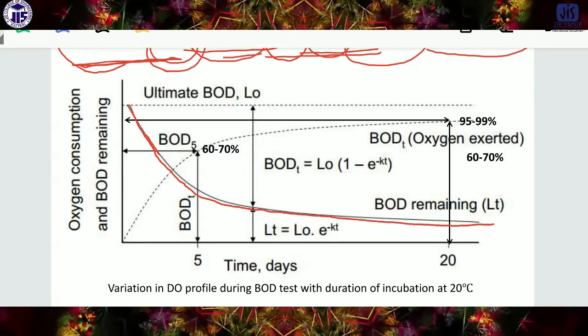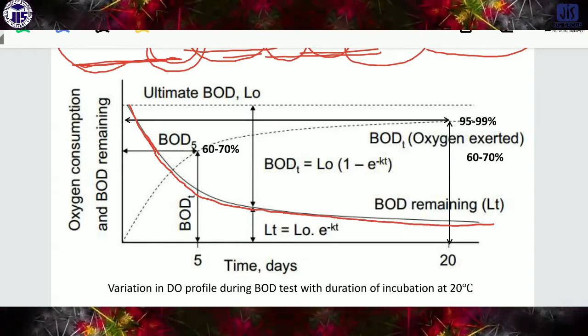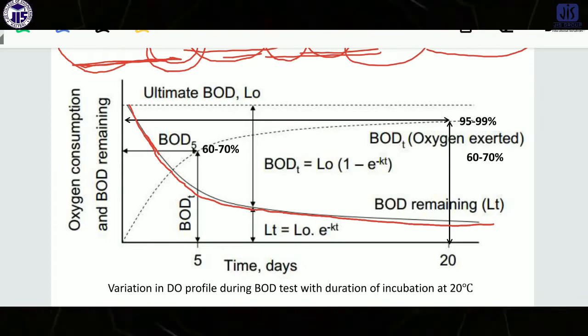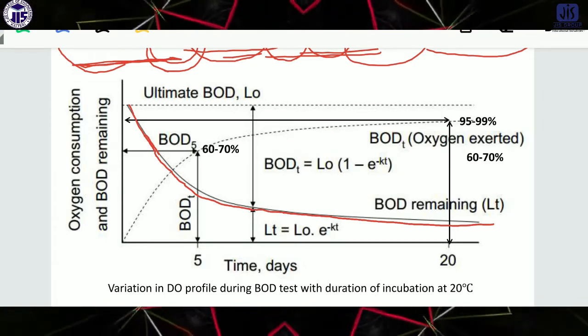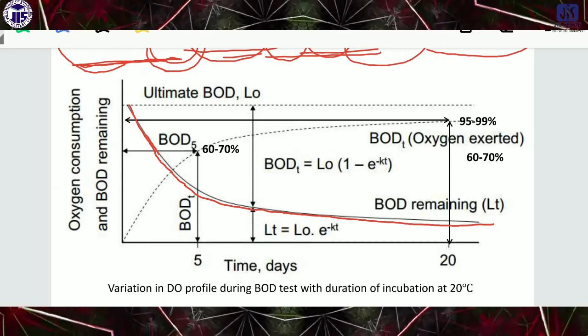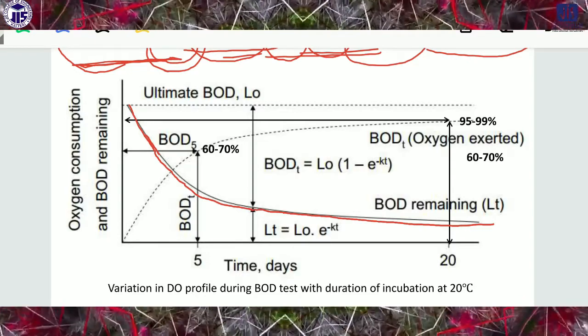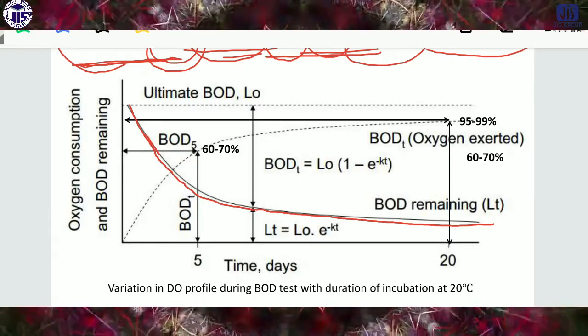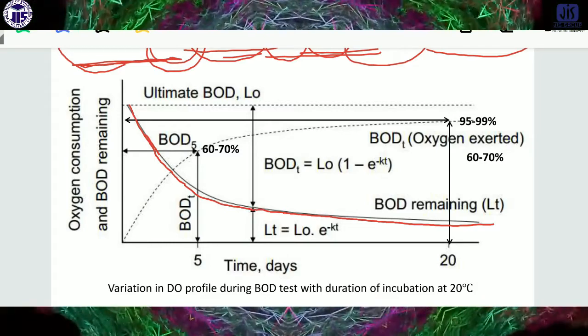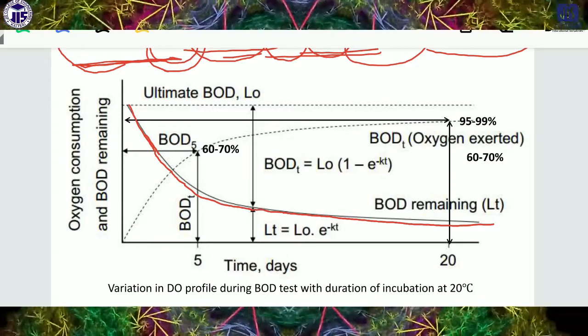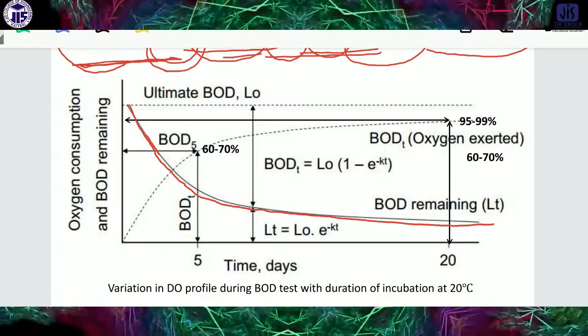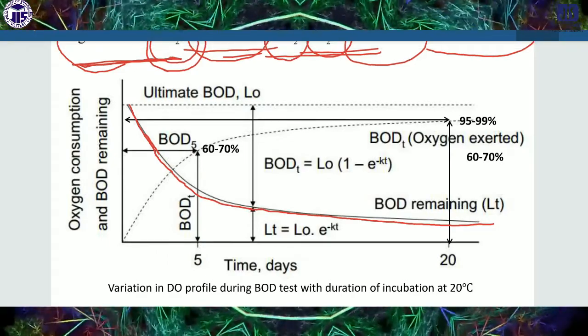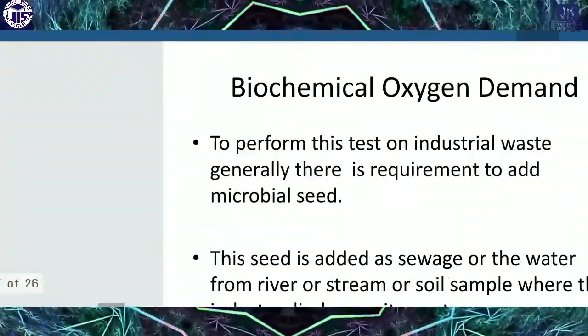Okay, so this curve indicates that with time, the amount of dissolved oxygen remaining in the wastewater is gradually decreasing in this order. In this way we can determine the biological oxygen, or how much oxygen is dissolved in the water.